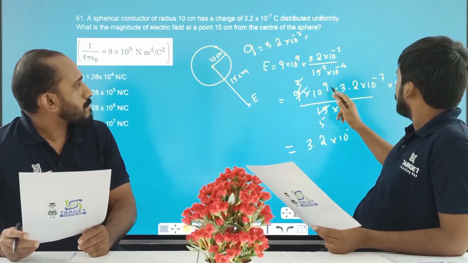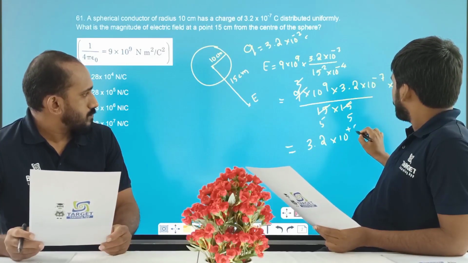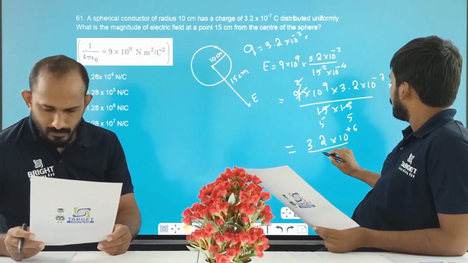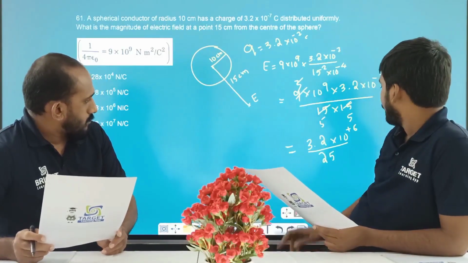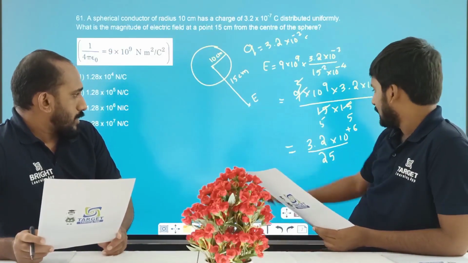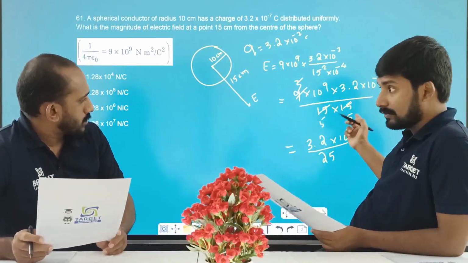That is plus 4, 13. 13 minus 7 is 6. Plus 6, divided by 25. So 3.2 divided by 25, 10 raised to plus 6. So 32 divided by 25, almost that is 1.28, 10 raised to 5.